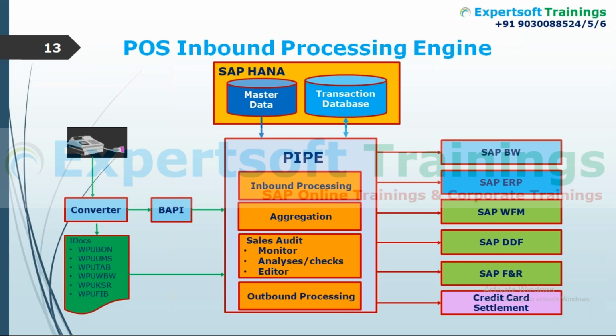PUMS and PUBON are sales transactions. PUTAB is means of payment. WBW is goods movement. Then we have WPUFIB, which is for financial transactions. All this, we have many more, KSR, many IDOC types we have. Majorly it is IDOCs that are used.